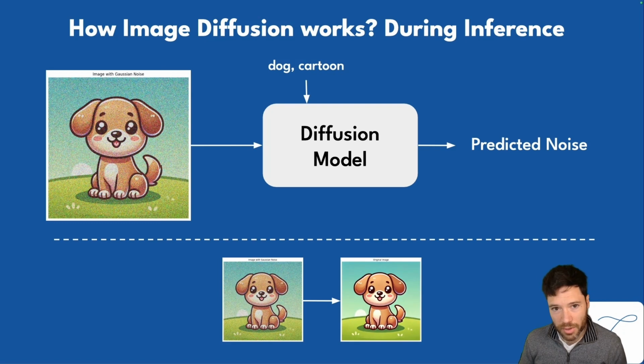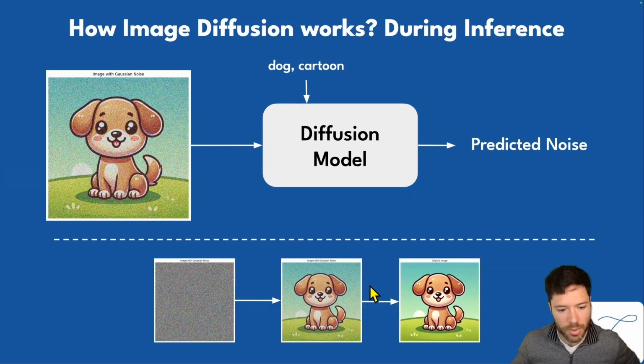Now, I've just shown everything in one single step, but in practice with diffusion, you diffuse in multiple steps. So you start with pure noise, you feed in the description, you try and predict the noise in this image here, and when you have that prediction, you subtract it to get a slightly cleaner image.